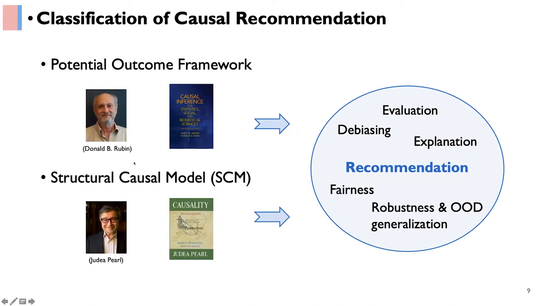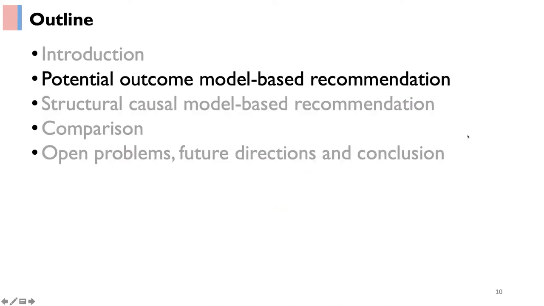These two are very famous in the area of causality. With these two frameworks, the current research on causal recommendation mainly solves the evaluation, debiasing, explanation, fairness, robustness, and generalization issues in recommendation. So roughly, this is the roadmap of causal recommendation.